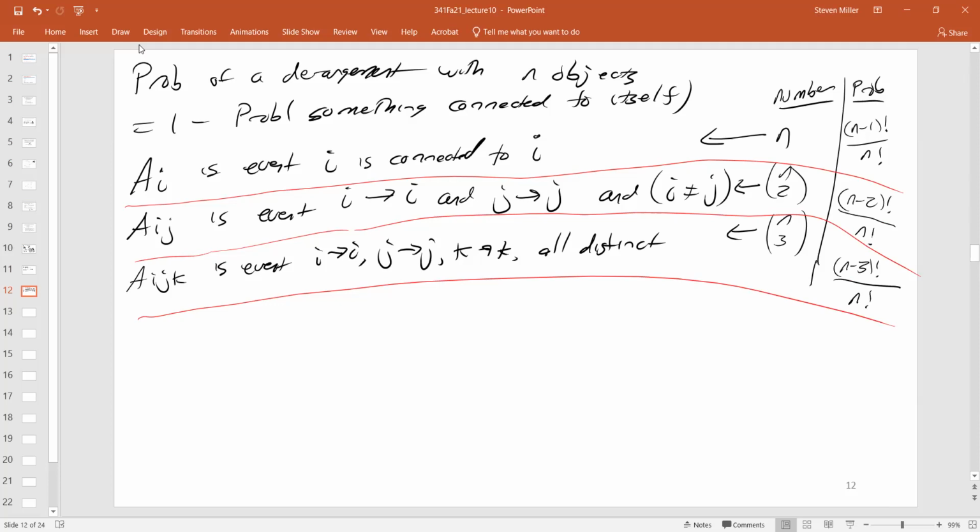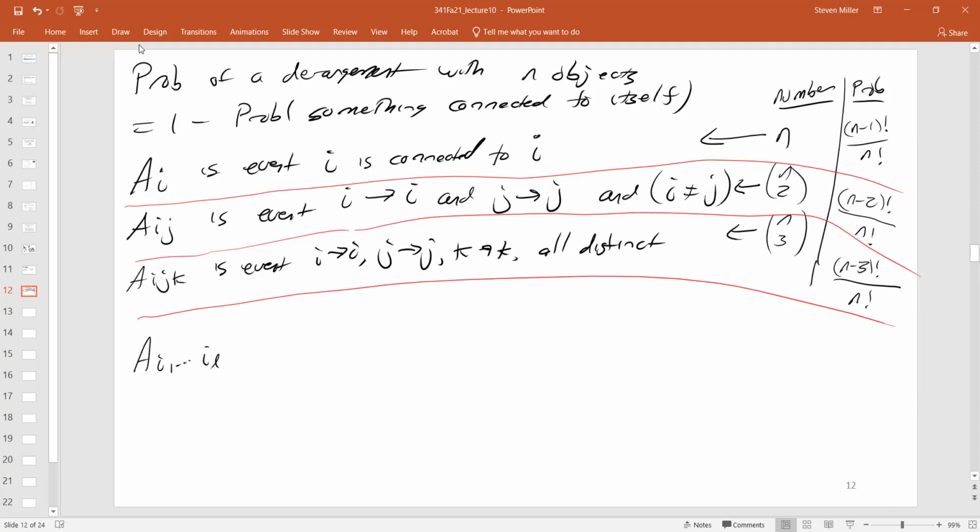Now, if I want to calculate the probability of a derangement, that means no object is connected to itself. So I start connecting 1 to something and 2 to something and 3 to something, and then at the very end, maybe I'm forced to connect 7 to 7. It's much easier to do inclusion-exclusion.